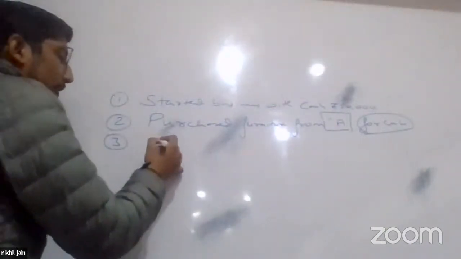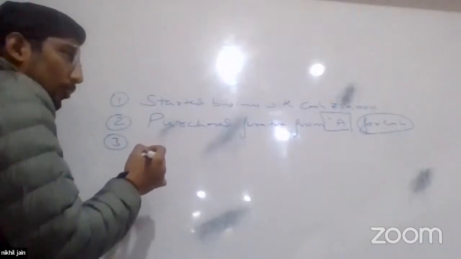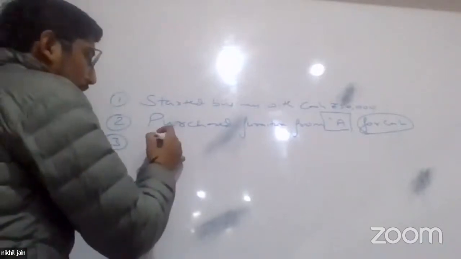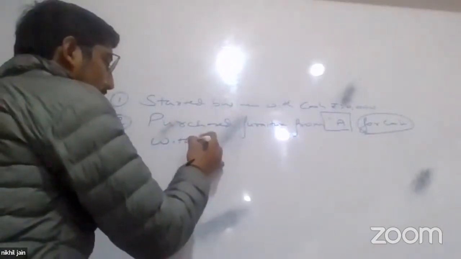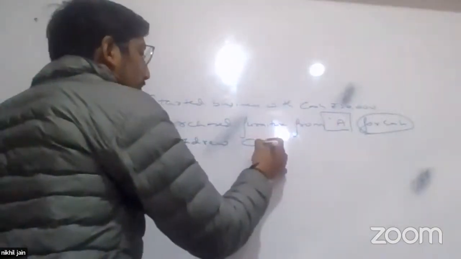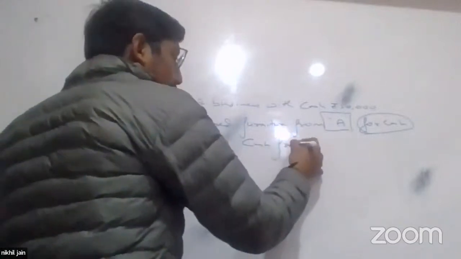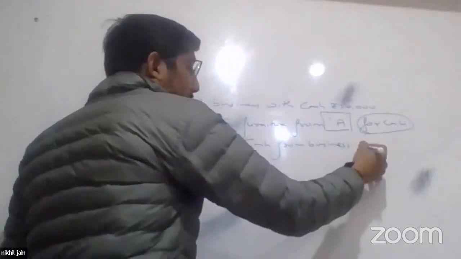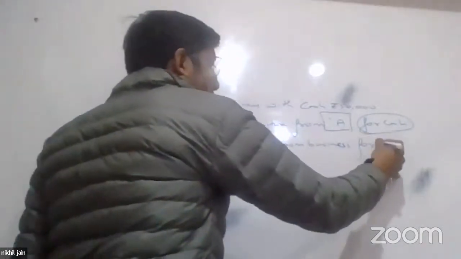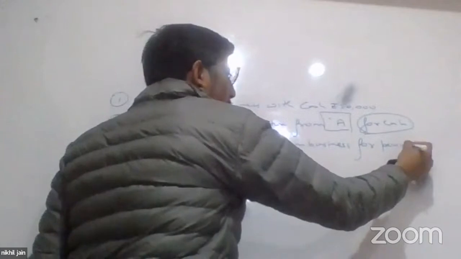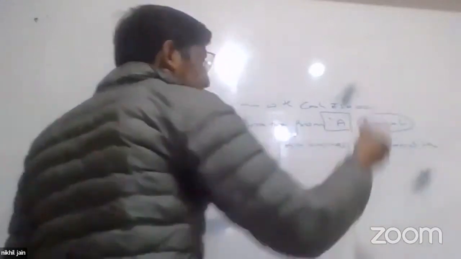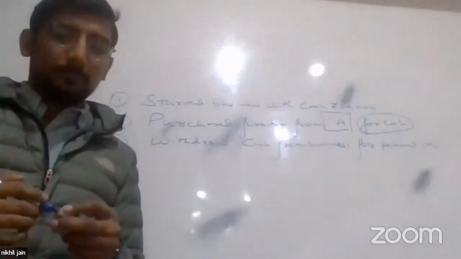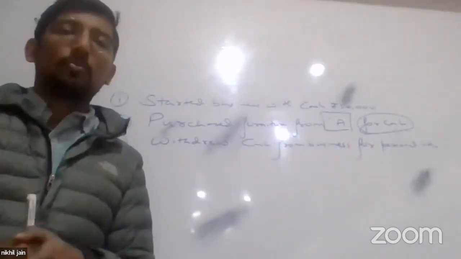Now if I tell you to mention the journal entry of withdrew cash from business for personal use, what will be the journal entry? Drawing account debit to cash account.